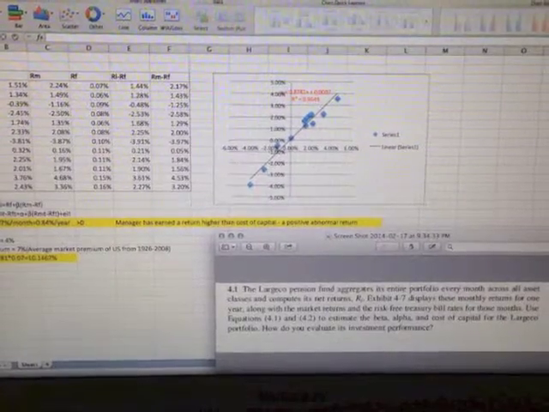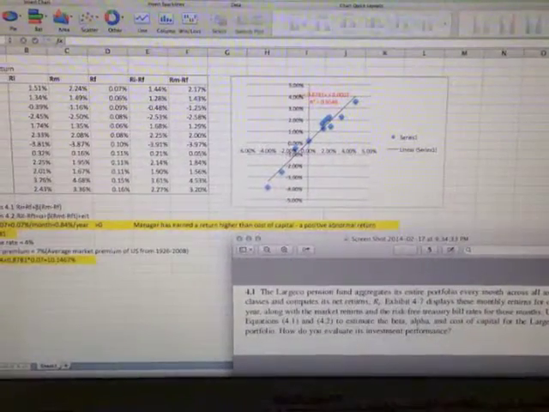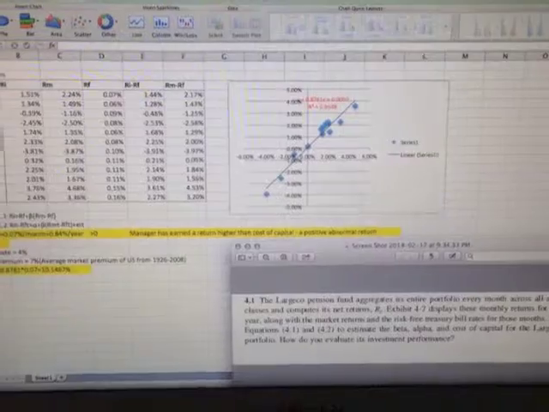This is the answer for exercise 4.1 of group 6.